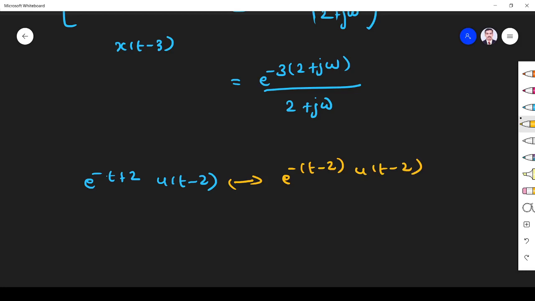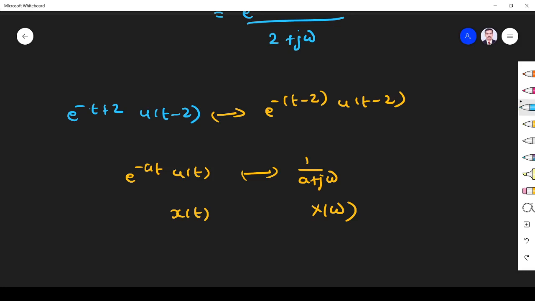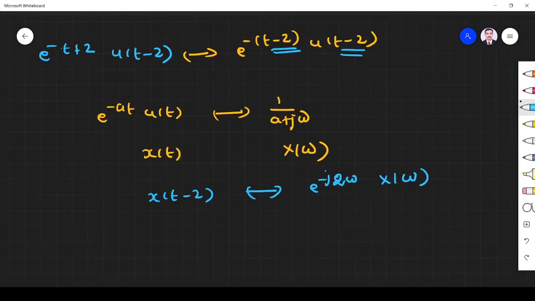Yes or no? So everything is in terms of e power minus t minus 2. If you have e power minus at u of t, what we get is 1 by a plus j omega. Let us assume this is x of t, and this is x of omega. What we have is x of t shifted by 2 units. Everywhere t is shifted by 2 units. So x of t minus 2, as per the time shifting property, gives e power minus j2 omega into x of omega. Clear or not?